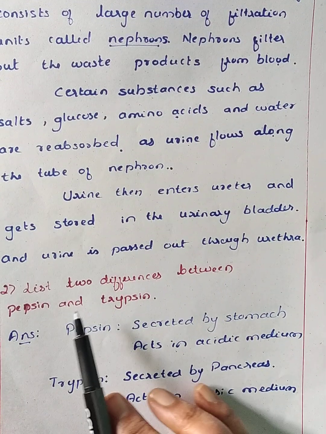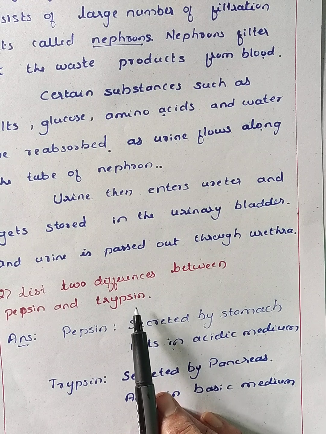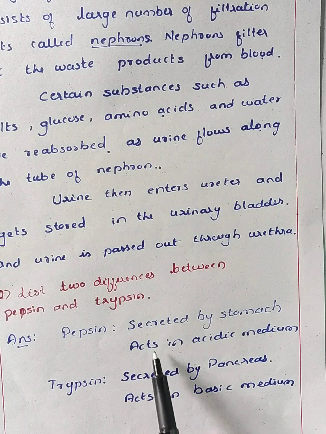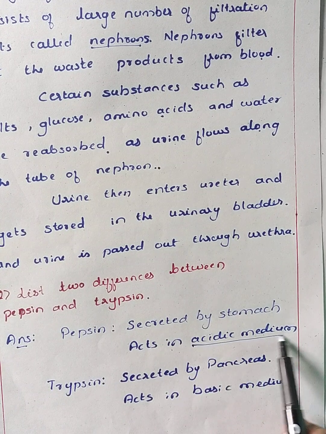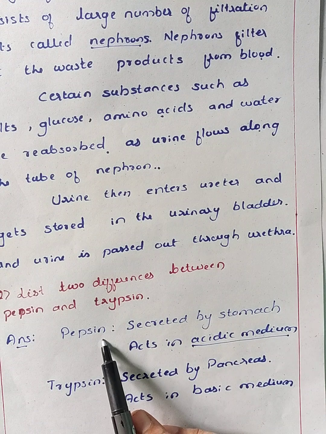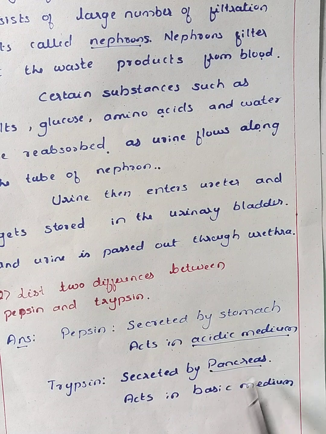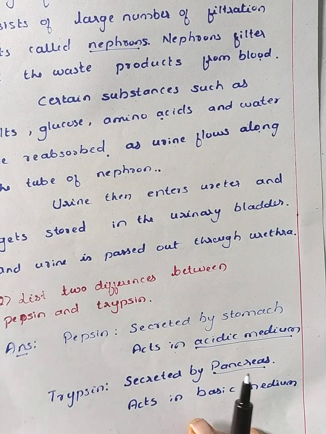Next one is: list 2 differences between pepsin and trypsin. So what are pepsin and trypsin? Pepsin is secreted by the stomach and acts in the acidic medium. It is an enzyme. And trypsin is secreted by the pancreas. It acts in the basic medium. So these are the 2 questions.